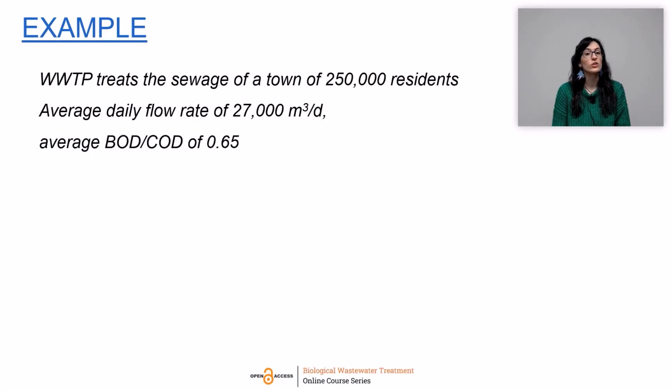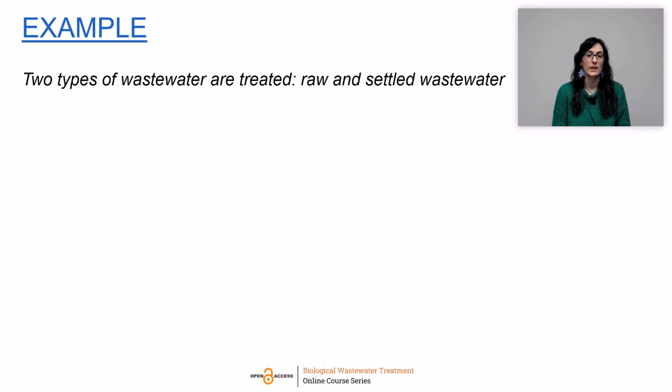We are going to work with a wastewater treatment plant that is treating the water from a town of 250,000 residents. We know the average daily flow and also the BOD to COD ratio. The plant treats two types of wastewater, raw and settled.